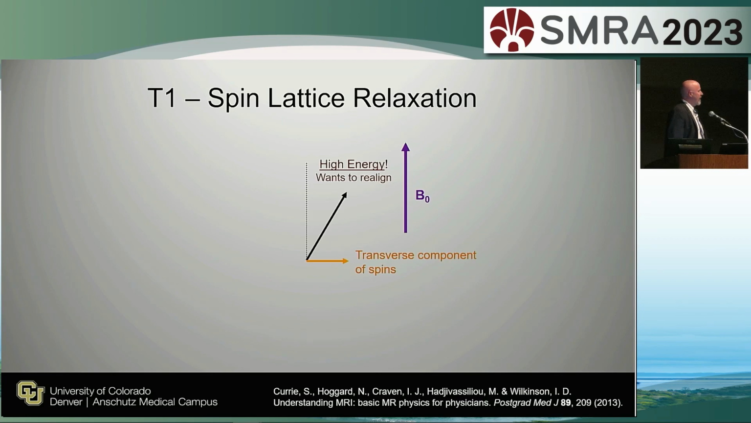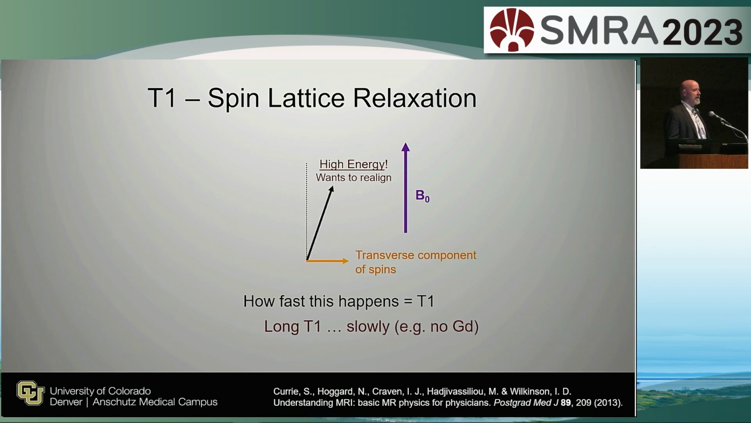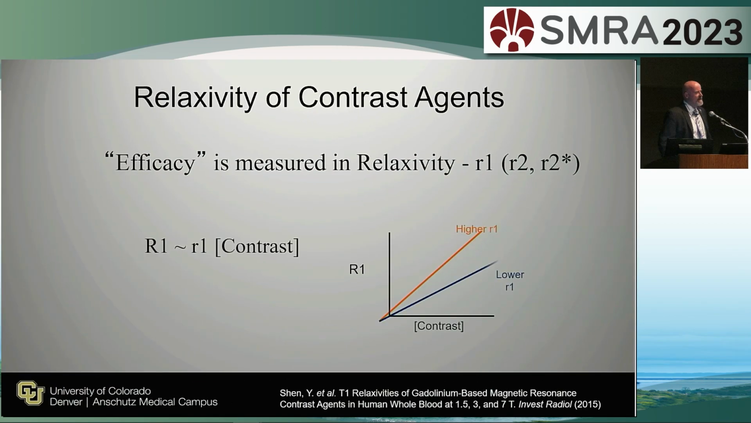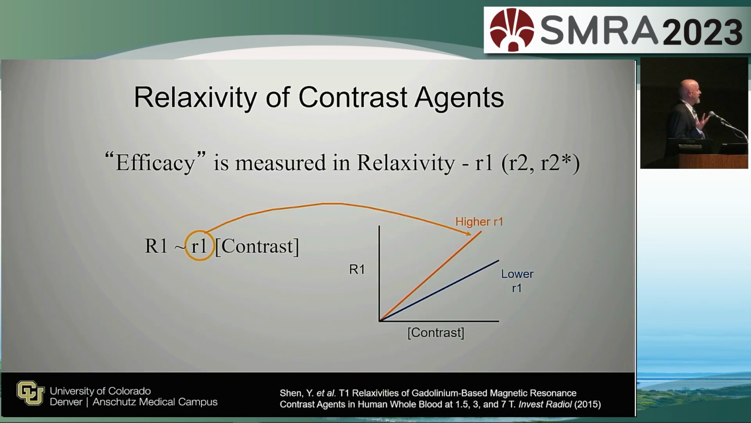So just to remind everybody what T1 is, if we take our vector, our black vector here, and tip it away from the purple magnetic field, it's going to want to realign. And that time constant is called T1. If T1 is long, this takes a long time. If we do something to enhance the T1 shortening, like a gadolinium agent, this happens very, very quickly. And we define something called the relaxivity as really what I think of as the efficacy of a contrast agent.